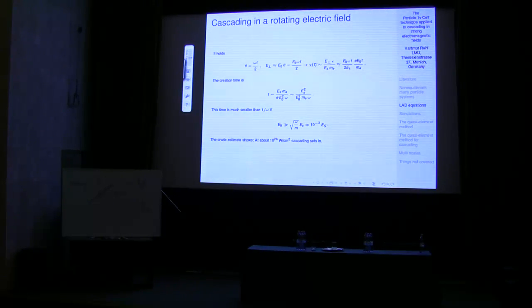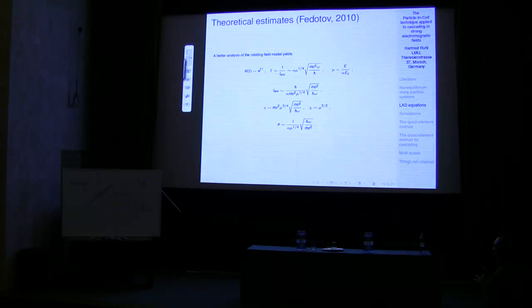Now the computer tells me the situation is really more complicated than this. Before I show you a few pictures, here's a paper by Alexander Petrov from 2010, and he gives some accurate estimates for the pair production as a function of time in that constant rotating field. And his results are the following. The N is the number of pairs produced as a function of time.